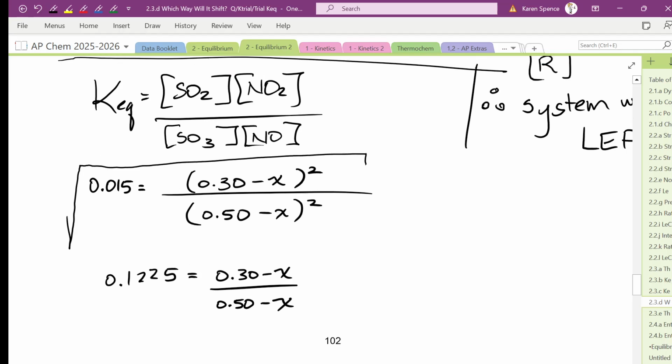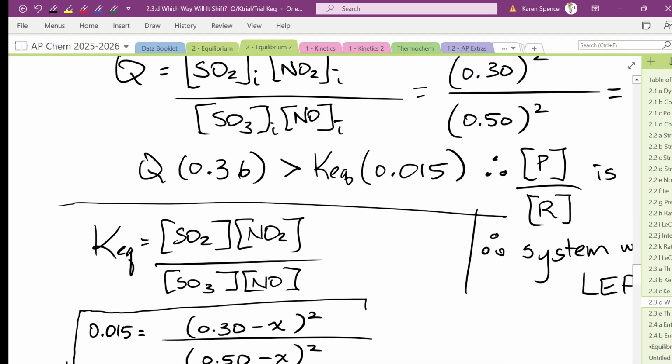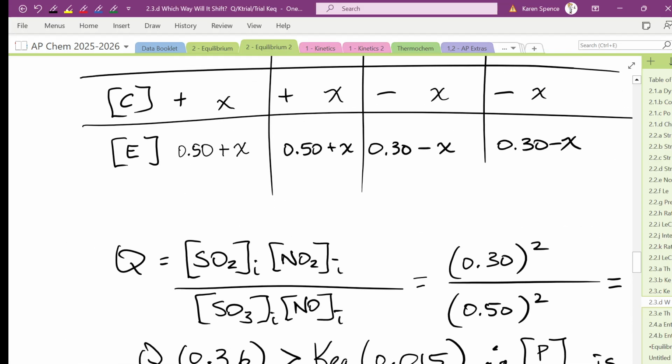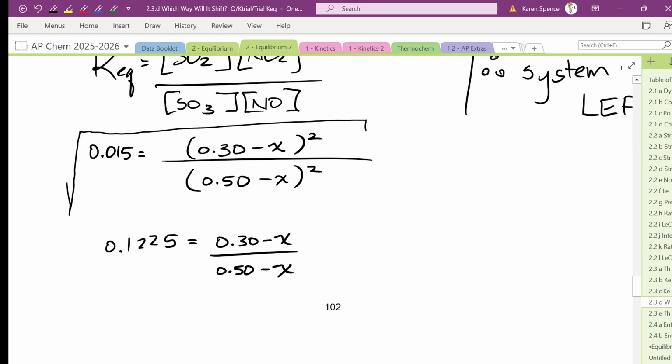Uh-oh. I do this all the time. It's 0.5 plus x, plus x, plus x. There we go. Yikes.